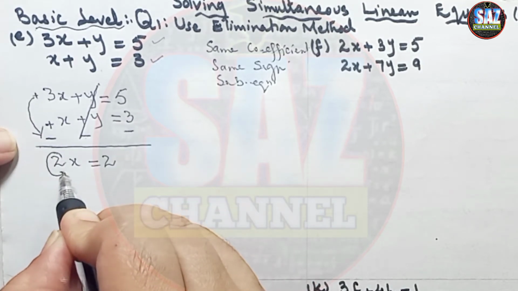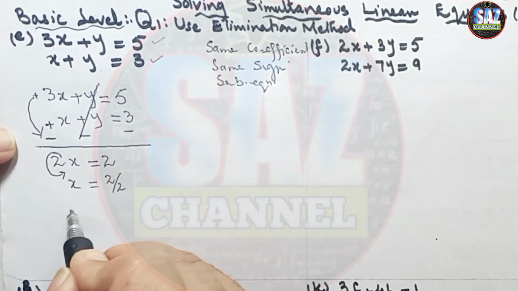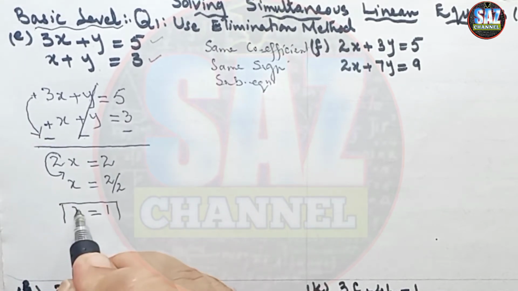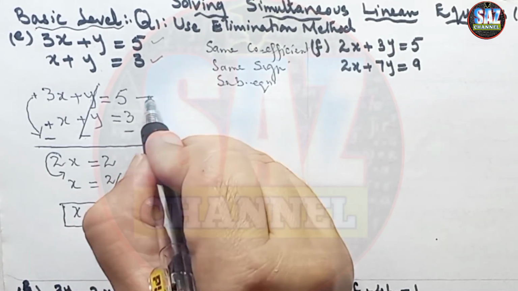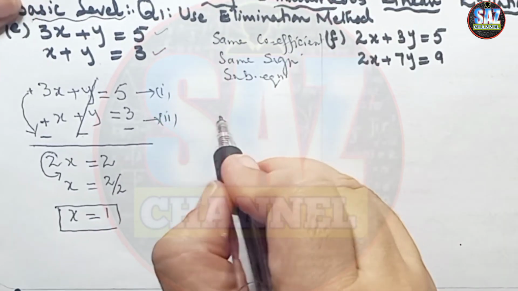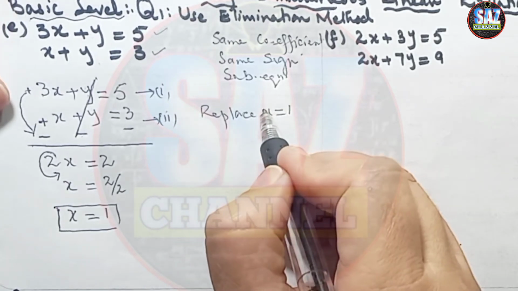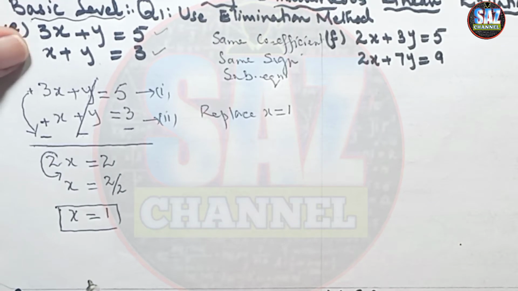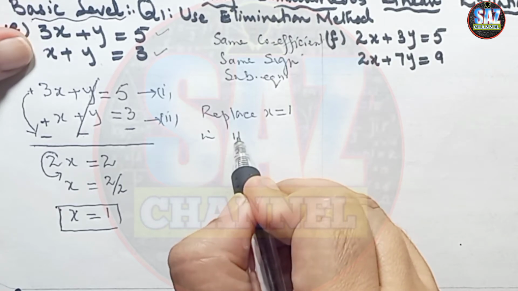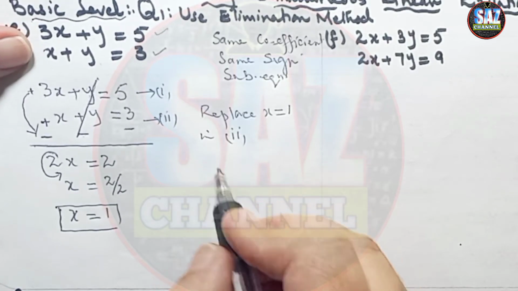In order to get the value of x, I have to shift this 2 to the other side. x equals 2 by 2, or x equals 1. Now, with x equals 1, I have to choose any one of the given equations and replace x by 1. I will prefer equation 2, because it has smaller coefficients with positive sign, so I have to do less calculation and working.